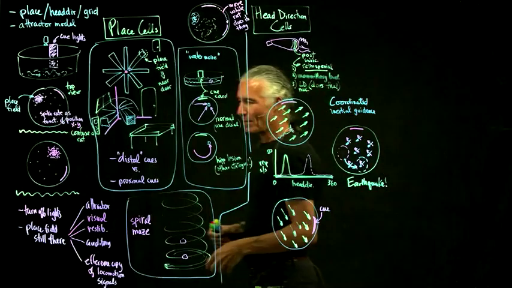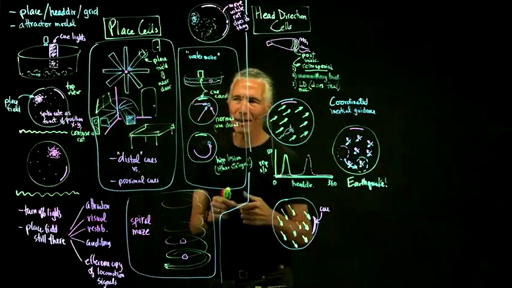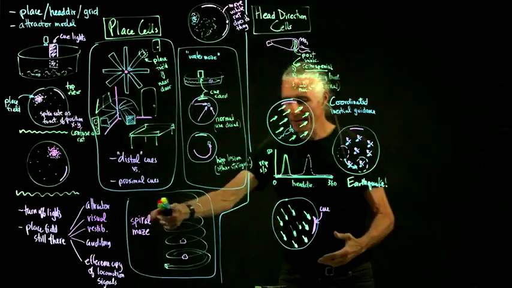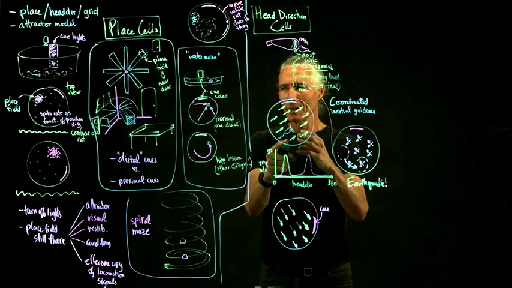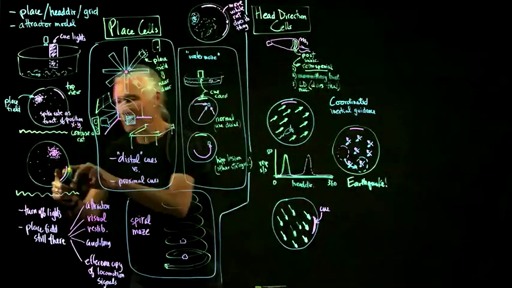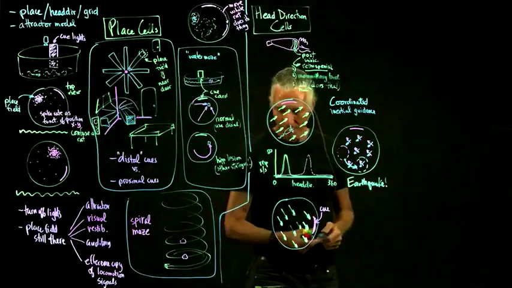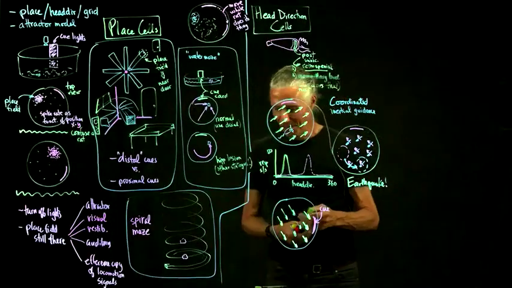So the place cell system and the head direction cell system have to be closely tied to each other, even though they have completely different responses. The head direction cells could care less about where the place is, and the place cells could care less about where the head direction is. So that's that, and then one last favorite experiment.